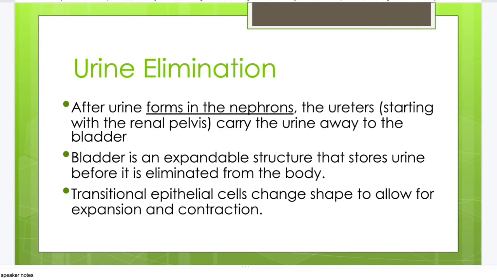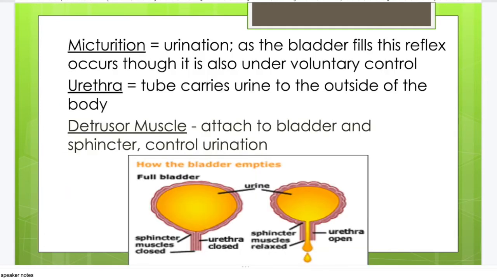The bladder is, again, an expandable sac that will store urine before it's eliminated from the body. And the transitional epithelium that makes up the walls of the bladder, again, allows for the bladder to expand and contract to allow it to fill with urine or allow it to contract to help release urine. The technical term or medical term for urination is called micturition.